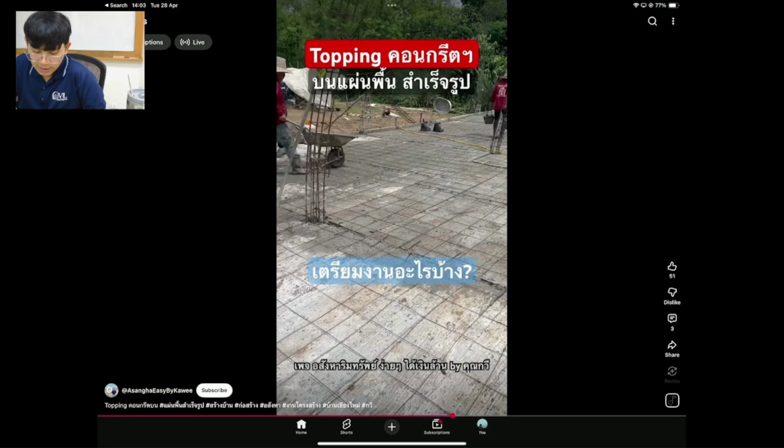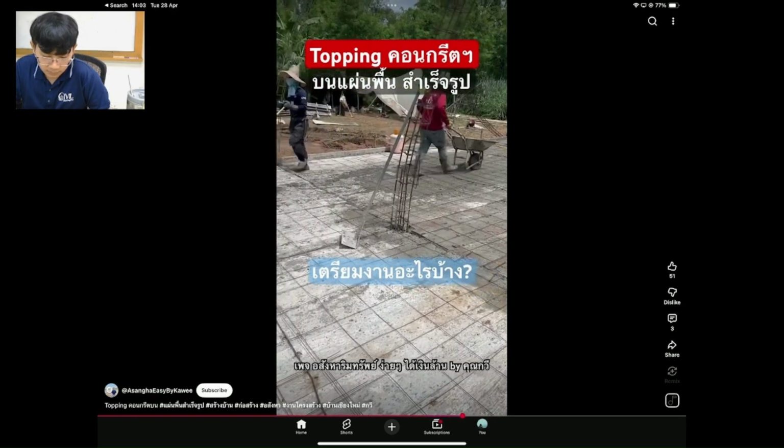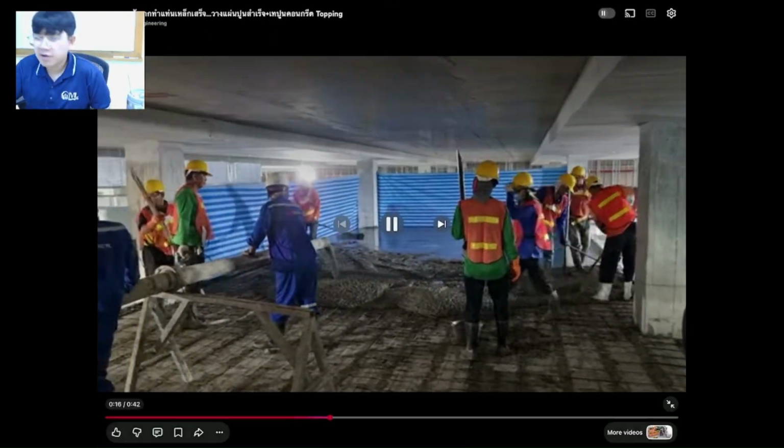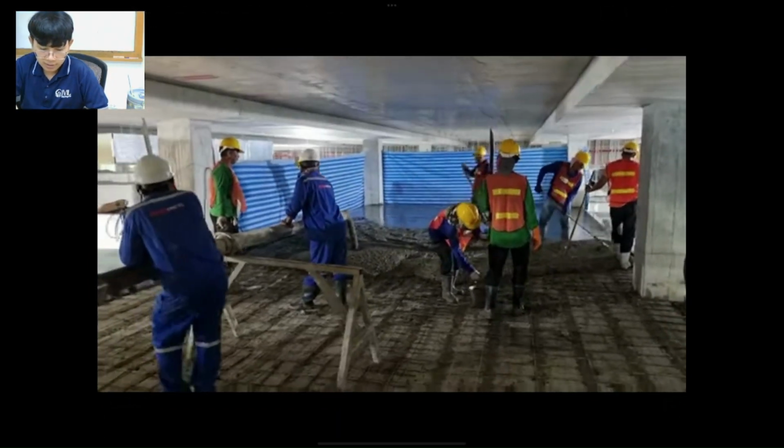This one we call the temperature steel. Okay, as in the lecture, this one is the temperature steel. And then we spray water like this for about 5 centimeters. So this one we call topping.